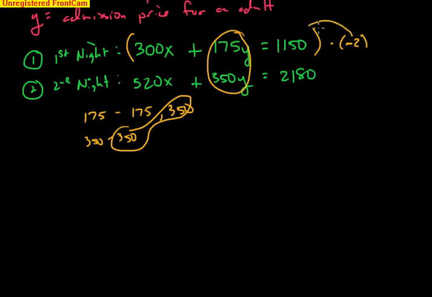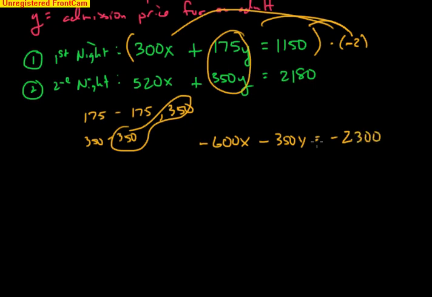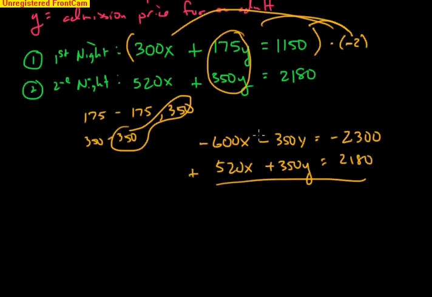Okay, so I'm going to scroll down here. We're going to multiply the top equation by negative 2. That gives me negative 600x minus 350y equals negative 2300. The bottom equation stays the same. 520x plus 350y equals 2180. Draw the line and add. That's negative 80x. These cancel. Over here we get negative 120.